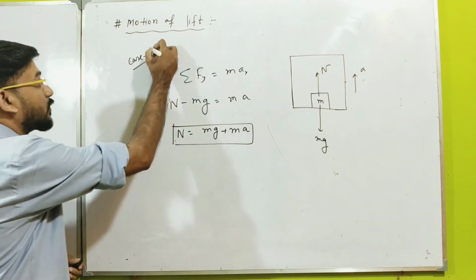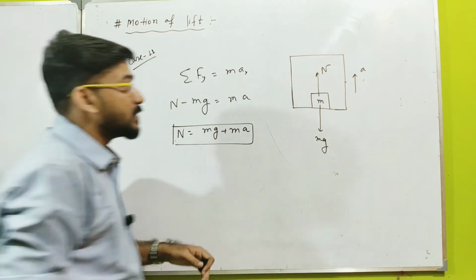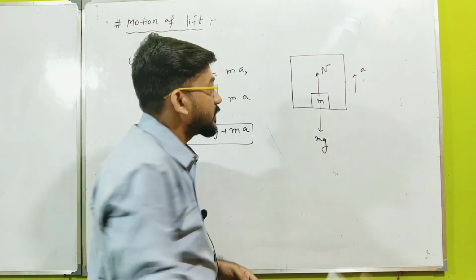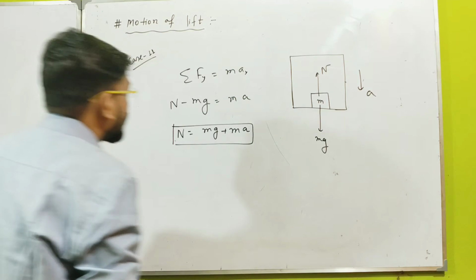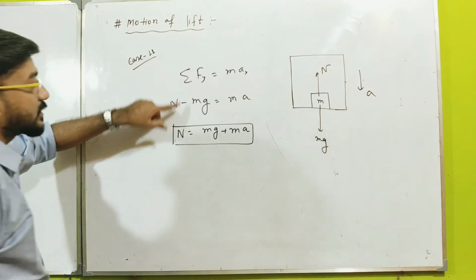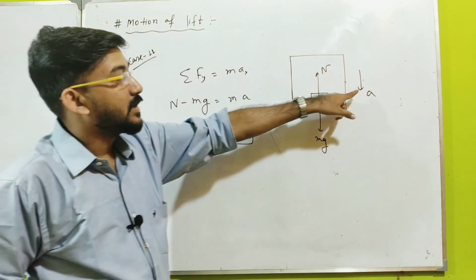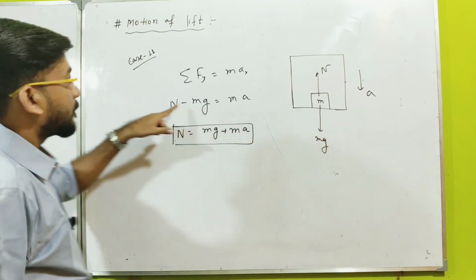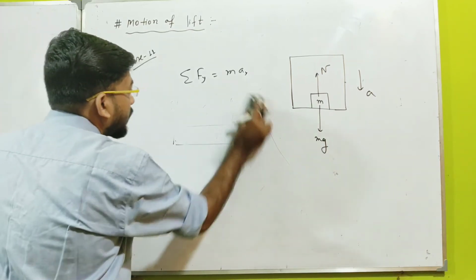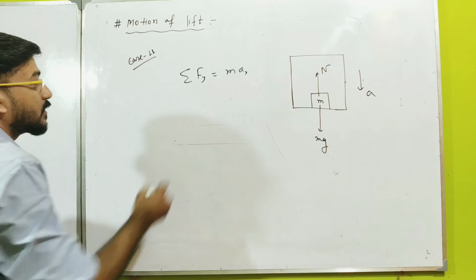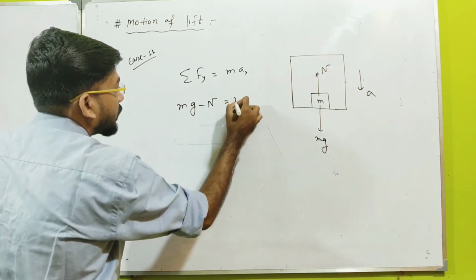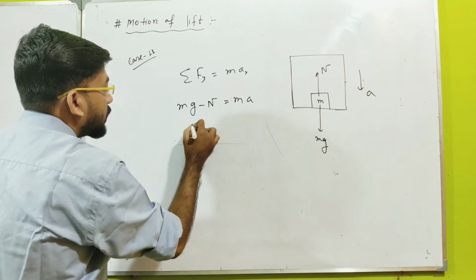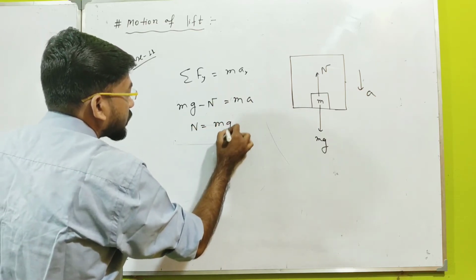Similarly, in case 2, say the lift is moving downwards with this acceleration a. Then what will happen? We have to change this summation Fy because now the positive direction is the downward direction. So this equation will change, and it will be mg minus N is equal to ma. Ay is a, so N is equal to mg minus ma.